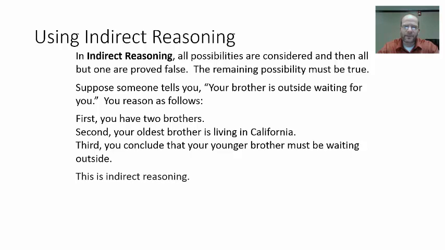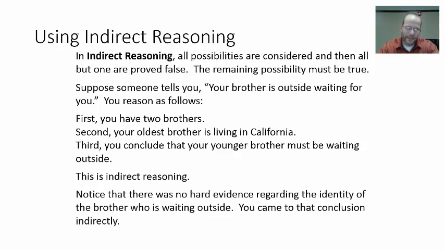This is called indirect reasoning. We consider all possibilities and we exclude all but one. Notice when we did this in this particular example, we didn't have any evidence whatsoever that it was the younger brother outside. Rather, we concluded that it had to be the younger brother, not because we saw him, not because we heard his voice, but simply because he's the only brother who could possibly be out there.